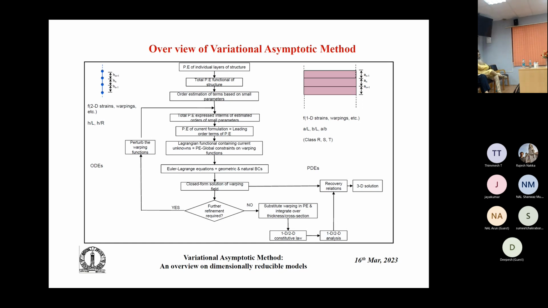Thereby, we obtain the characteristic equation, named the Euler-Lagrange equation, and the necessary geometric as well as natural boundary conditions. For the beam-like structure, these equations will be ODEs, that is ordinary differential equations, and for the plate-like structures, they will be PDEs.